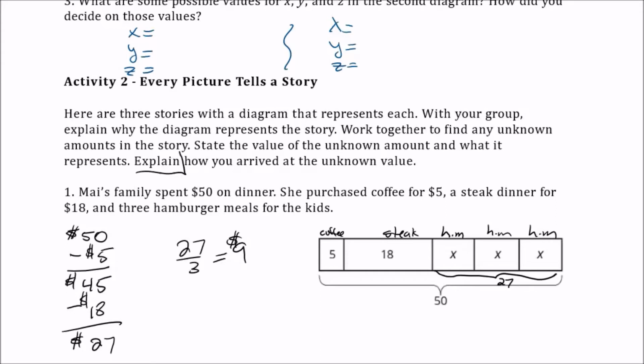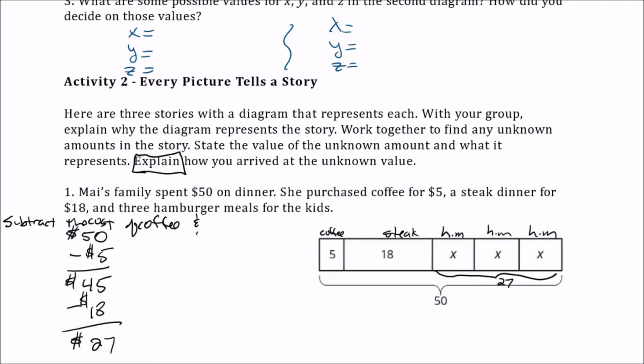Now, usually when we see the word explain, that means we want to include a few words. So we could say here that we want to subtract the cost of the coffee and steak. Sorry, it's getting a little sloppy.